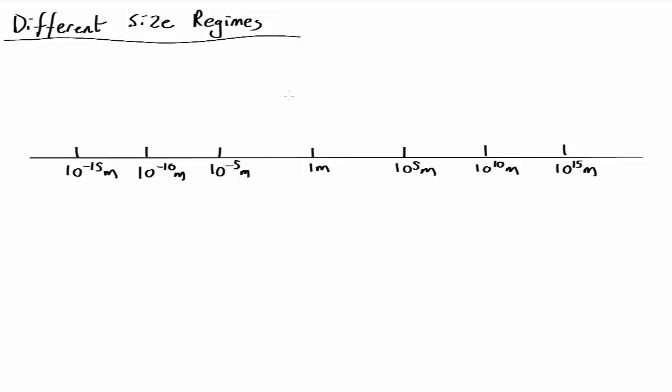So we start off with the normal world. This is the world of our day-to-day experience, sizes millimeters up to kilometers, and we kind of know how that works. So when we get a bit smaller, as we've just seen, we're down in what I like to call the micro world.